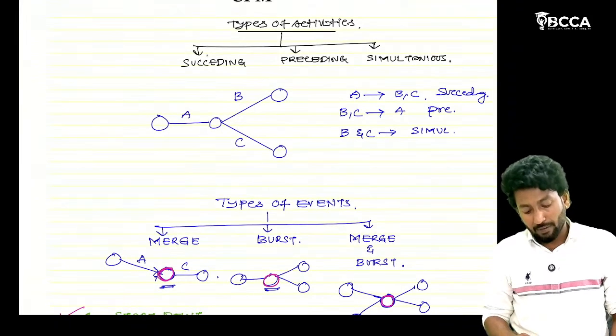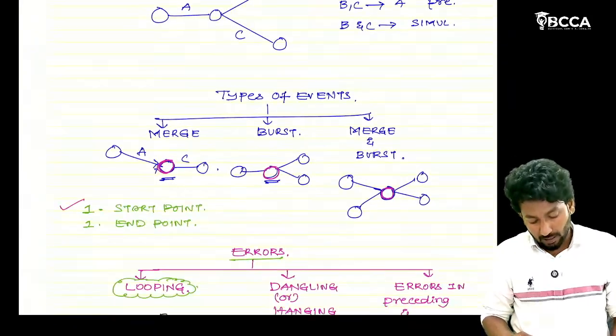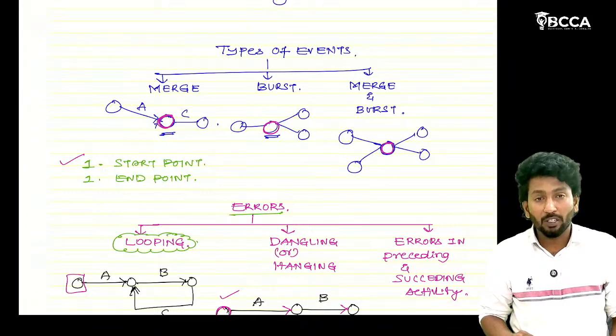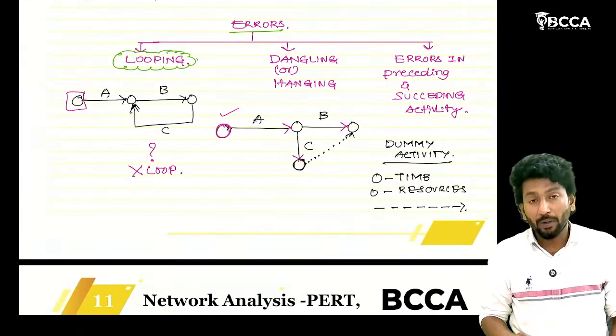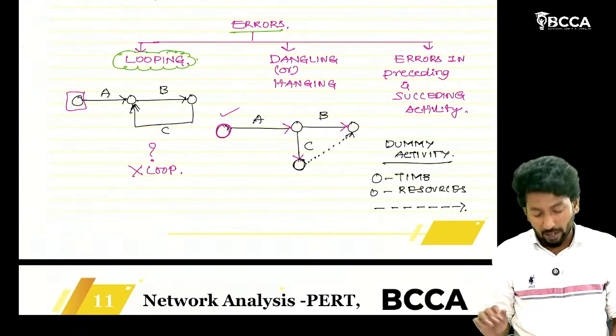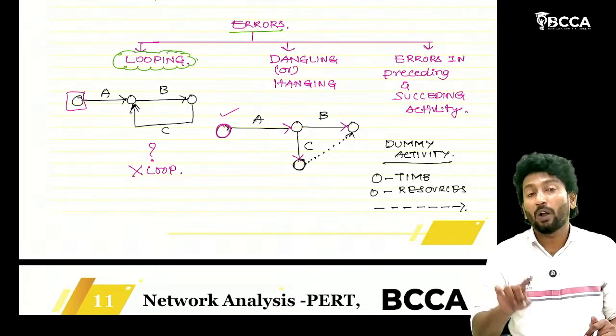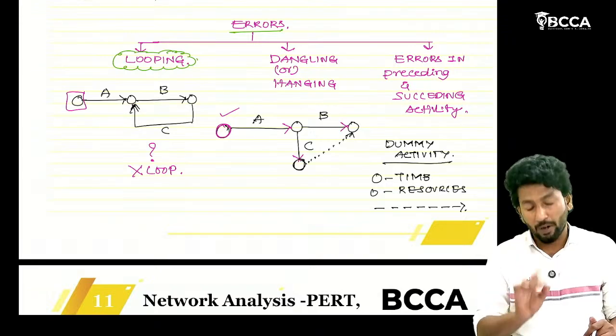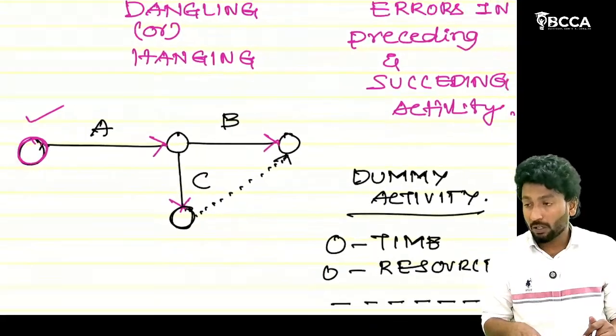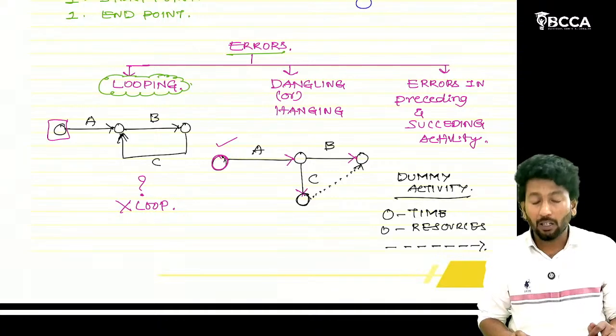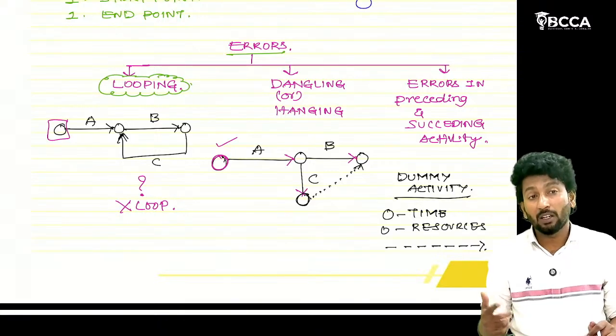Okay, so types of activities: preceding, succeeding, simultaneous. Types of events: merge and burst. Errors: looping error, you should not form a loop while drawing a network diagram. And dangling or hanging error. You should not have two endpoints, only one start point and one end point. If there are multiple endpoints, you have to connect those endpoints with a dummy line.